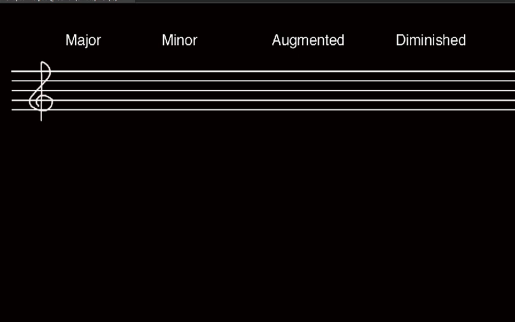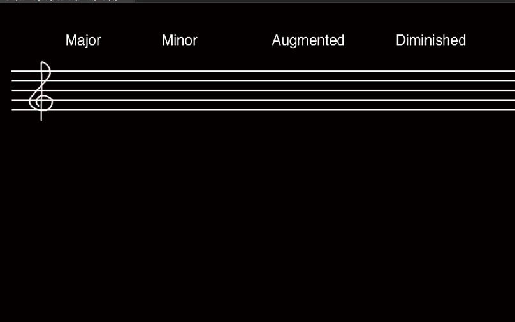Now we have established the four qualities. We have a major, minor, augmented, and diminished triad. Each one sounds different and unique. So since we're dealing with triads, there's going to be three notes in the chord, hence the term triad.